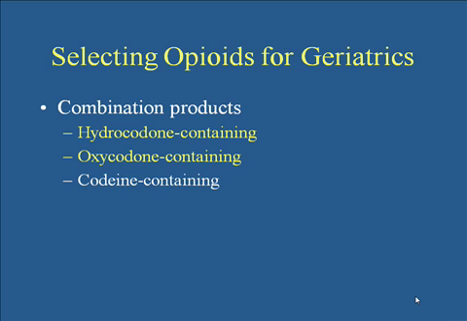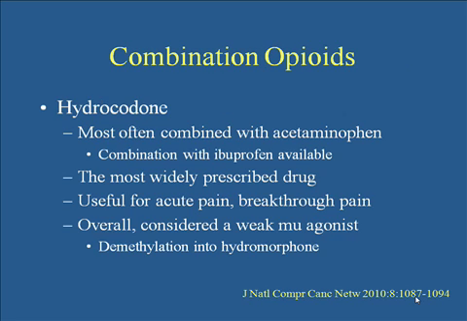So these are the two that I prefer, hydrocodone containing and oxycodone containing. I will tell you why in just a bit, but the codeine containing ones are out there and they are used, but codeine has some limitations that the other two do not, which we will discuss. First up, though, is hydrocodone. This is most often combined with acetaminophen. There is a product out there that combines it with ibuprofen.